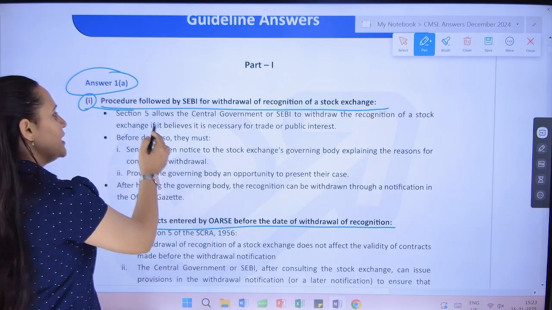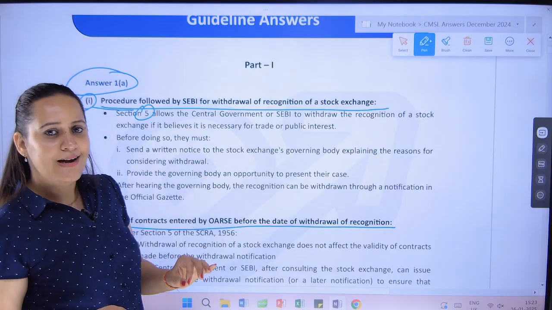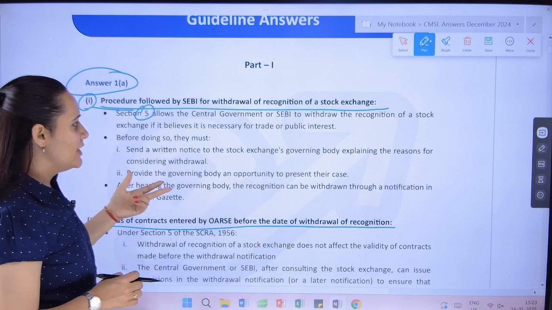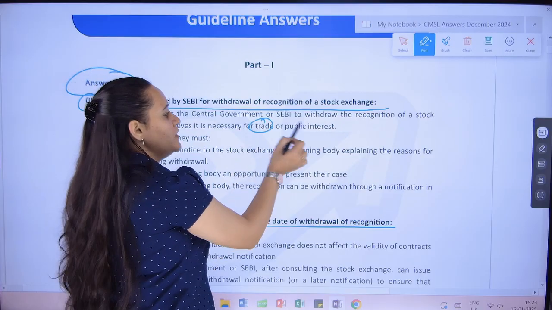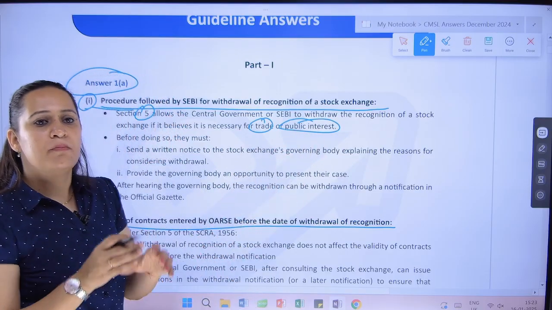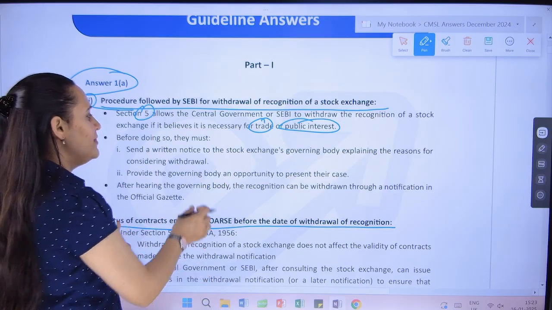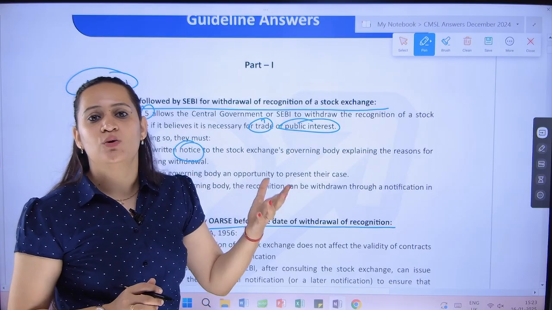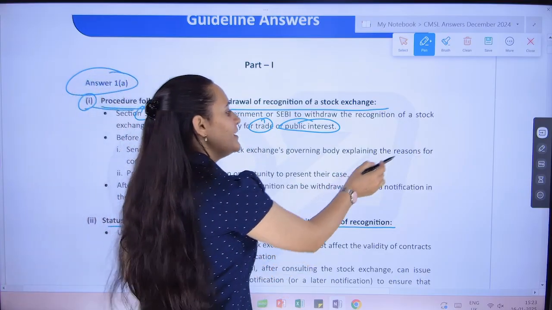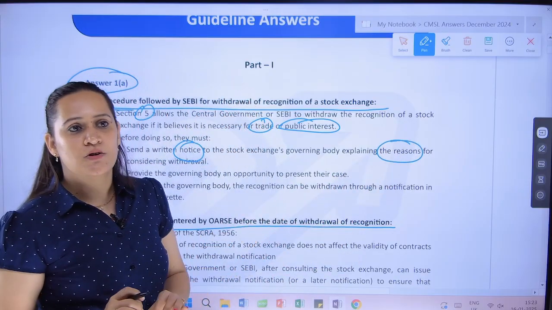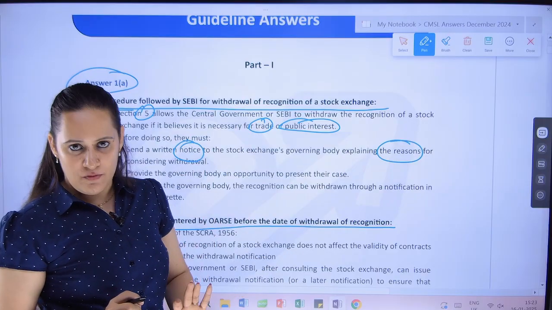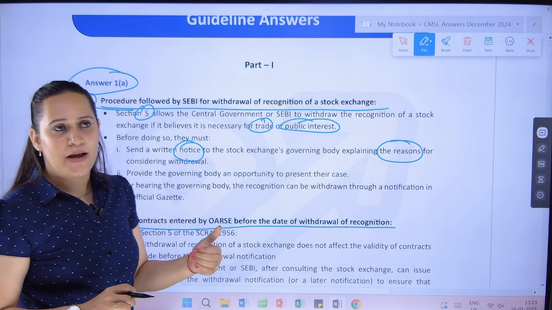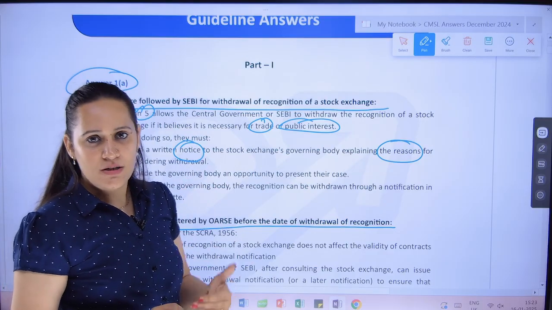The answer is clear. It is Section 5 of the Securities Contracts Regulation Act, where powers have been given to SEBI to withdraw the recognition of a stock exchange if it is required in the interest of the trade and in the public interest. But a basic protocol is there. First, you should send them a written notice telling them that you are planning to withdraw the recognition, and the reasons for it, and give an opportunity to the governing body of the stock exchange to reply on why the recognition should not be withdrawn.